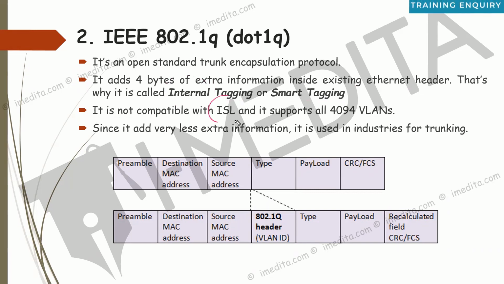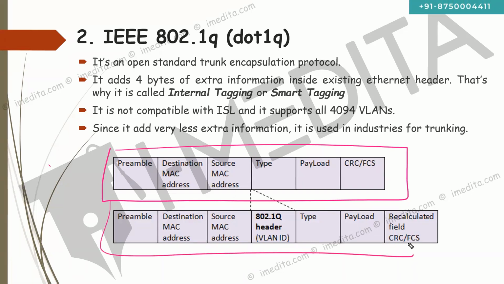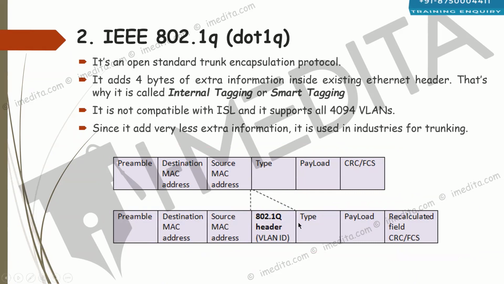It is not compatible with ISL, and it supports all the 4094 VLANs. Since it adds very little extra information, it is used in industry for trunking nowadays. So this is the 802.3 Ethernet frame, and this is the .1Q frame. In the .1Q frame, you will have that extra information. Now, what is this .1Q header? What content is there inside this .1Q header?